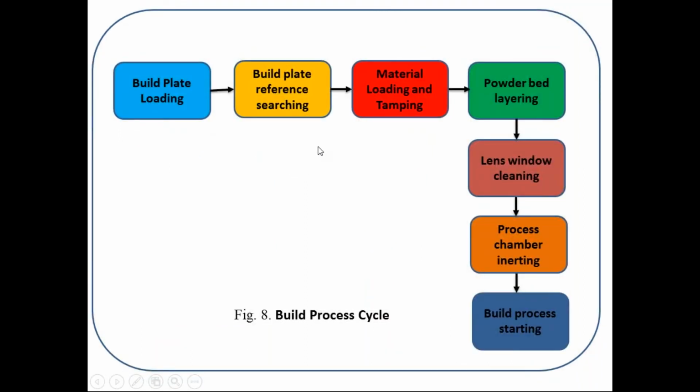Now this is the build process cycle we follow. First is build plate loading. Second is build plate reference searching. After searching, the material loading and tamping, powder layering, lens window cleaning, process chamber entering, and build process starting.